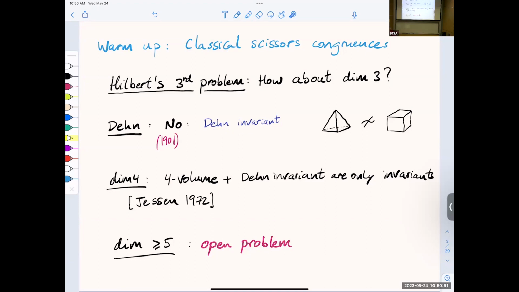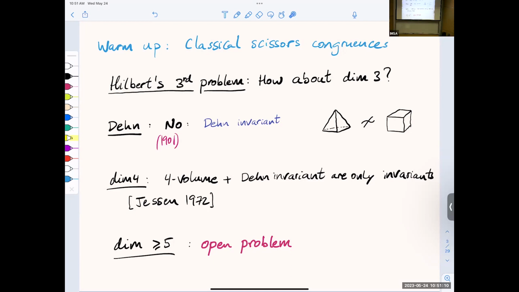The answer is no. Volume is not the only cut and paste invariant. You also have to deal with the Dehn invariant. And later on in the 60s, Sydler, I think, showed that volume and the Dehn invariant are the only cut and paste invariants. The story went on to 4 dimensions.